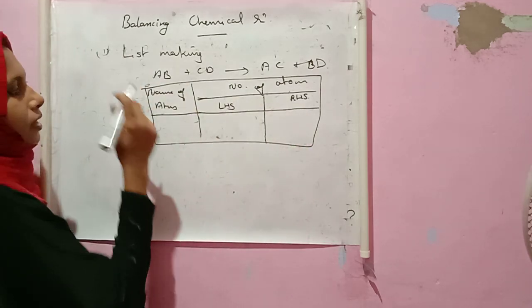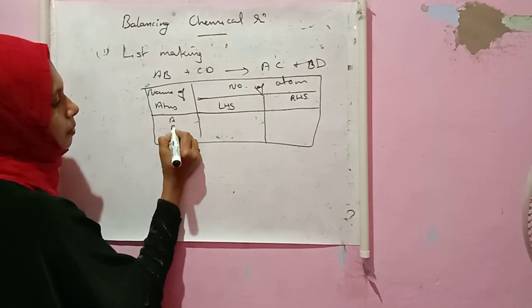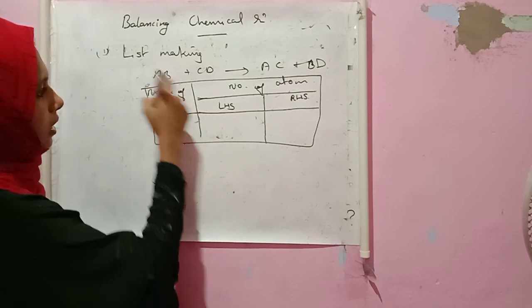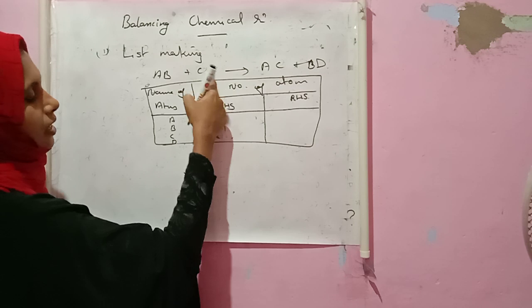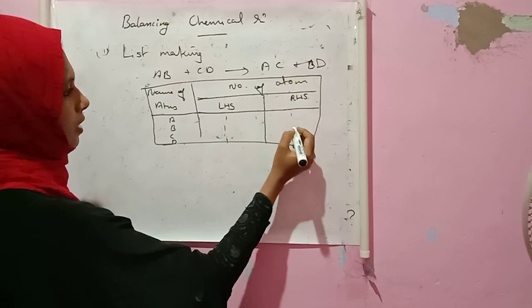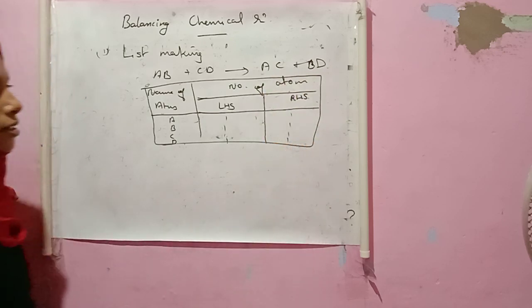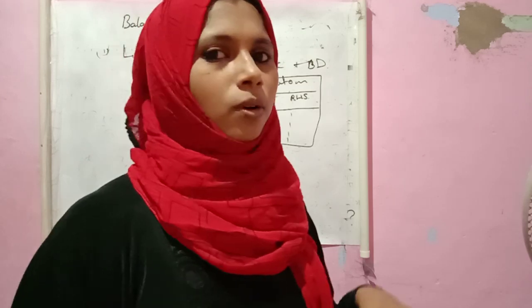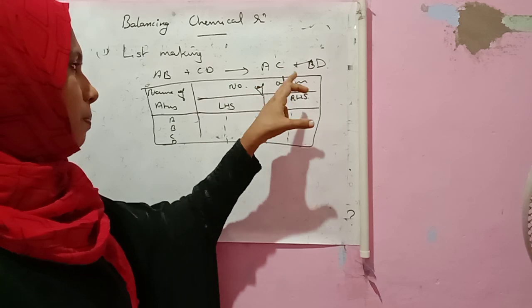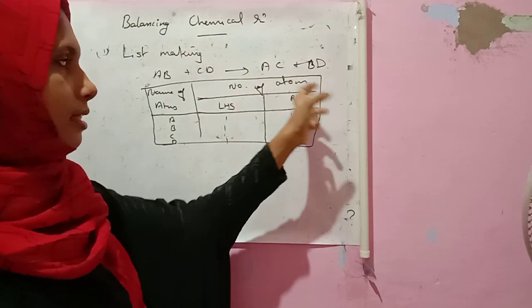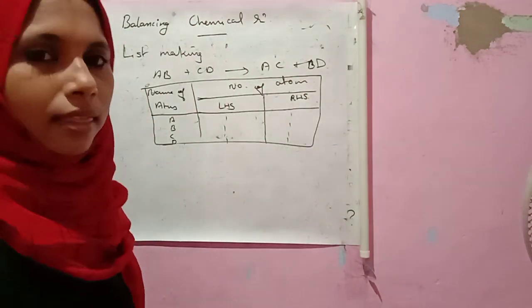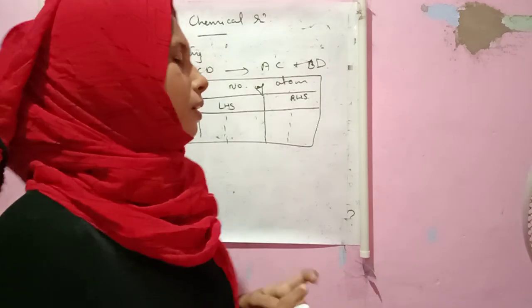By observing this, the names of atoms are A, B, C, D, and the number of atoms in the LHS is A is 1, B is 1, C is 1, D is 1. And in the RHS, A is 1, B is 1, C is 1 and D is 1. This is the list making. So we are making a list of the number of atoms participating in this reaction on both the LHS and RHS. This is our first rule, and only then can we balance the chemical reaction.